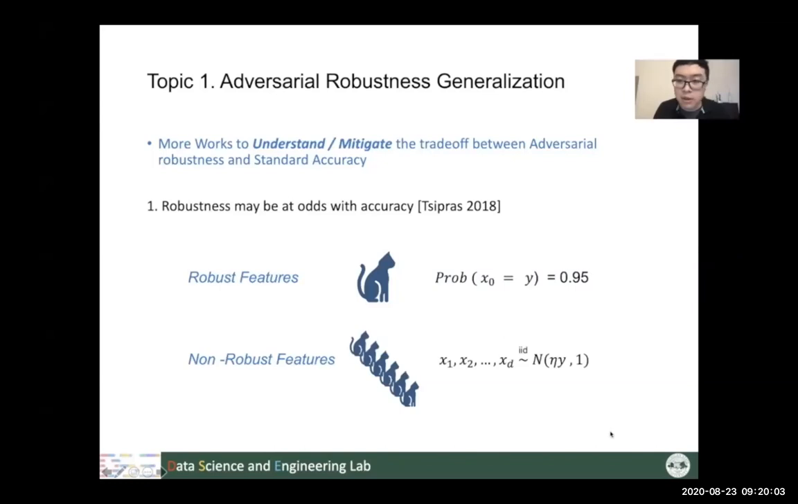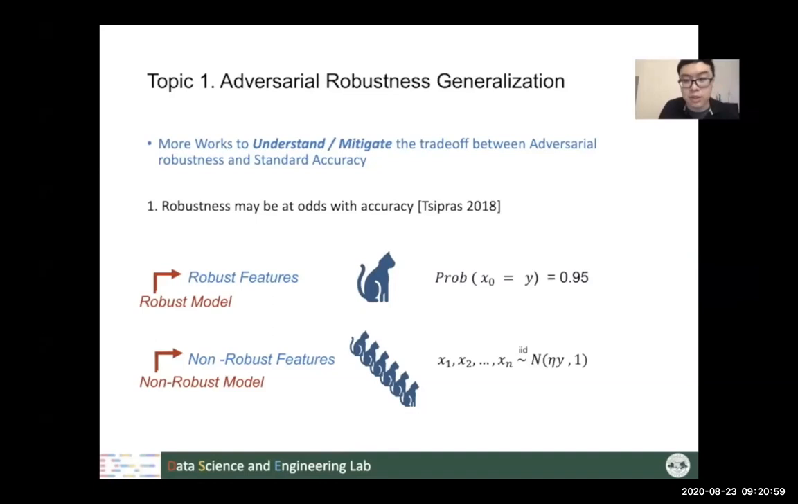However, because these features are high dimensional, if we accumulate these features, they can also give us a very informative prediction for the model. So the main theory of this work tells us that because adversarial training and natural training use different training strategies, the robust model prefers to use robust features for prediction. And the non-robust features are only weakly correlated with the true label, so they can be easily perturbed. So only the non-robust model will use these non-robust features.